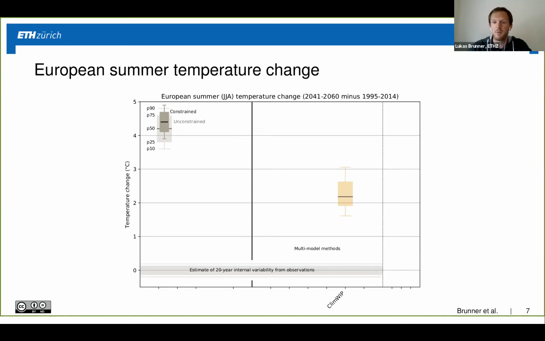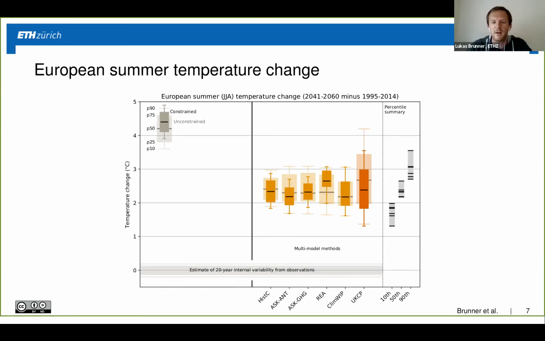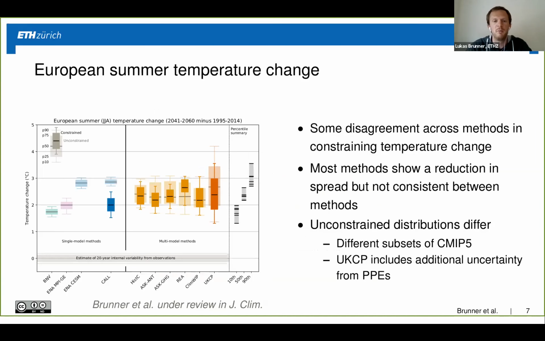So this is one example for the Klimburg method. This is the unconstrained distribution. And then we can add the constrained one. In this case, the constrained one is very similar to the unconstrained one. And then we can add the other ones. These are all of the multi-model methods, so the methods which also include model uncertainty. And then we also have the single model methods which only focus on internal variability. For the sake of this talk, I'm only going to focus on the multi-model methods, the ones in the right part of the plot.